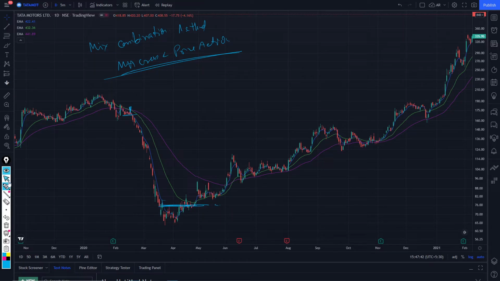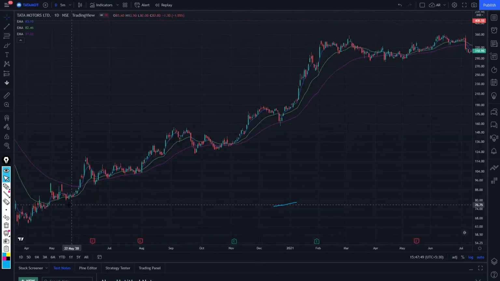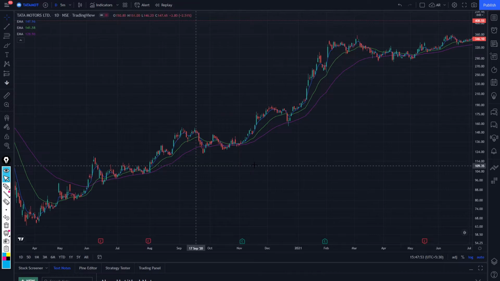In the same manner, in a bullish market, you can do it like this. All the moving averages are up. You ride it here, and you just keep riding, and every low is your stop loss. You keep riding it like this, and the moment it cuts below here, you will exit.